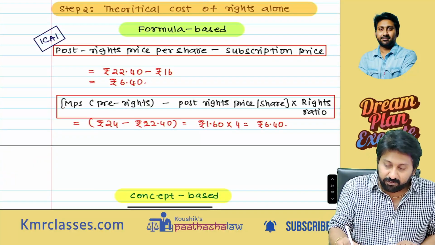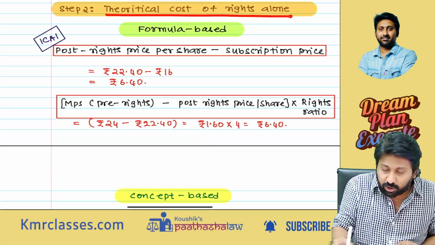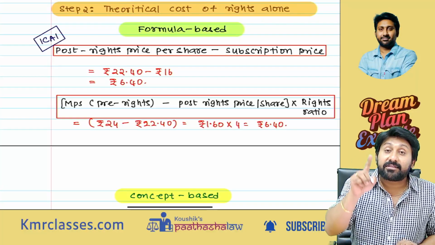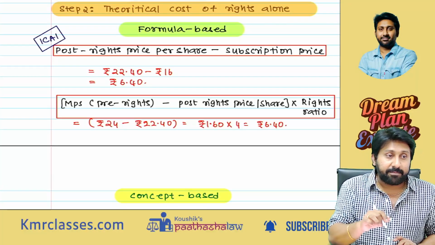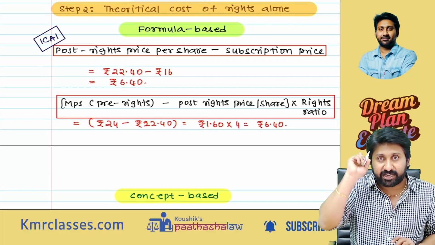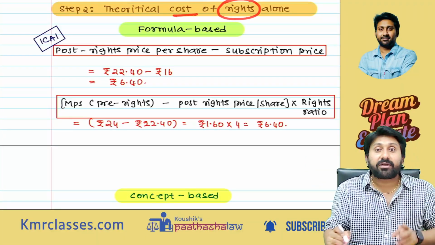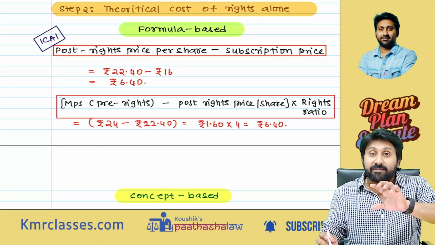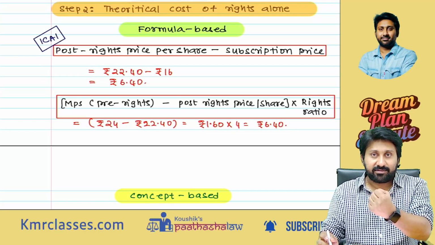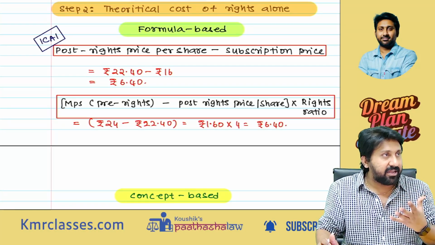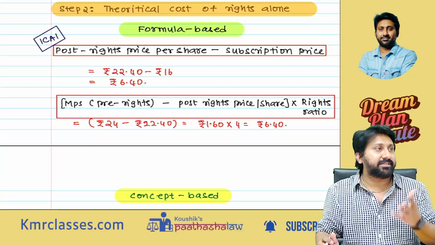Next one: formula-based theoretical cost of rights alone. The previous one, theoretical post rights price, means after the rights issue, what is the price of the share? This is the theoretical cost of rights alone. What is the cost, not of the share? I want the value of the right, that entitlement. So you have given a right now. For that right, how much value is there?